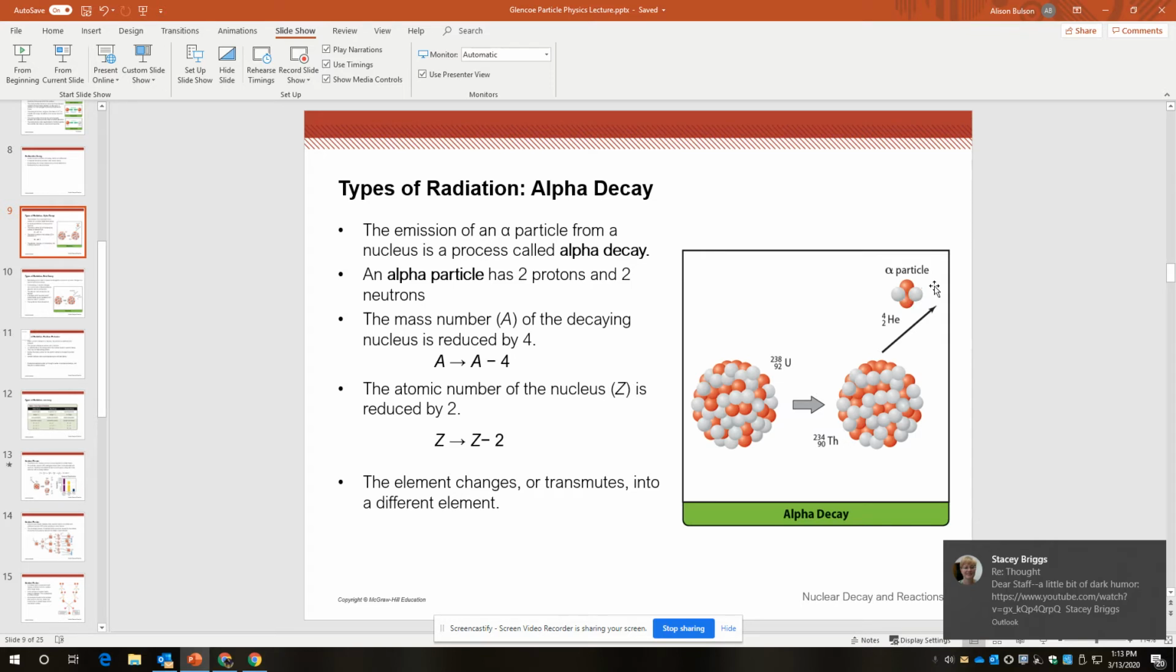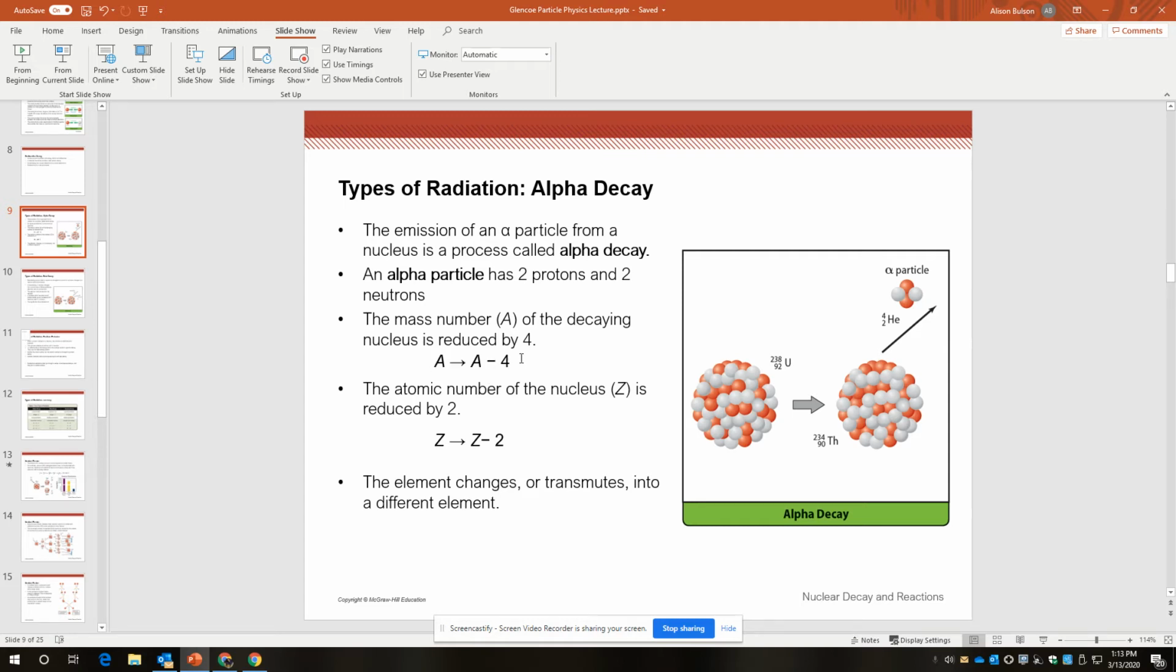And if you're kicking out 4 nucleons, 4 particles, that means you decrease your mass number, total particles, by 4. So your new nucleus has 4 fewer nucleons. And if you're kicking out 2 protons, then you're going to decrease your atomic number by 2, because you've lost 2 protons. So that means that it's now a new element, right? You've changed the number of protons, so you've changed the properties of the element. In the case of this picture, we have uranium-238 decaying into thorium-234 plus an alpha particle.